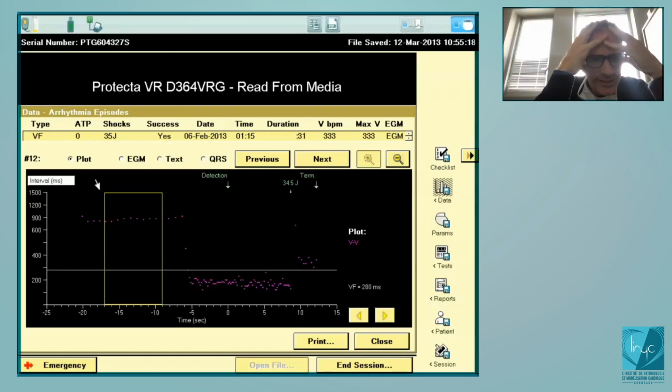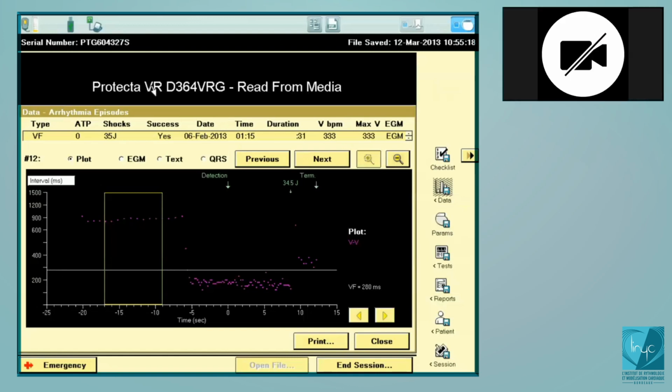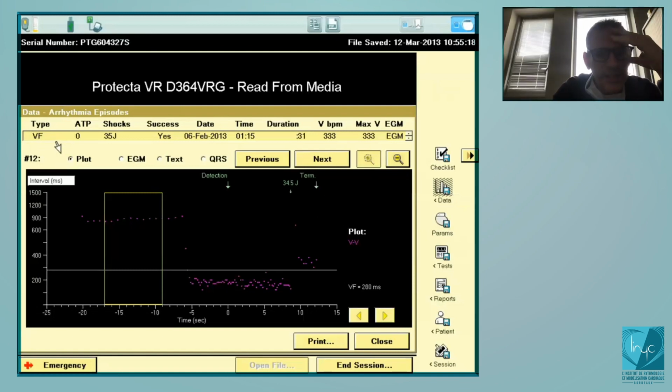This is an arrhythmia episode, noted VF, and it's a tachogram. We see sinus. Yes, there is only one zone of treatment. Okay, so this is the plot, and I always start the analysis of an episode with the plot, because you have a global idea of the episode, and also a global idea of the programming of this patient. And as you say, in this patient, there is only one VF zone.